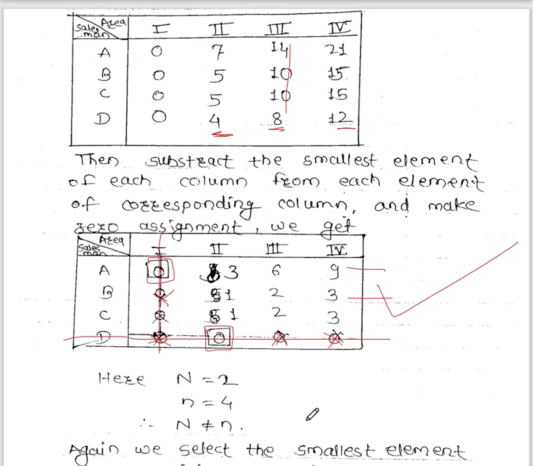Now we will go to the next step. So what is the next step? From the remaining elements you have to select the smallest element, that is 1.